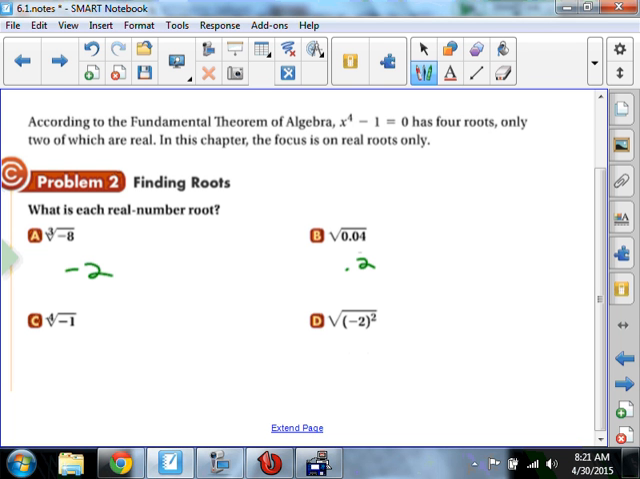What's the real fourth root of -1? None. Good. There we go.